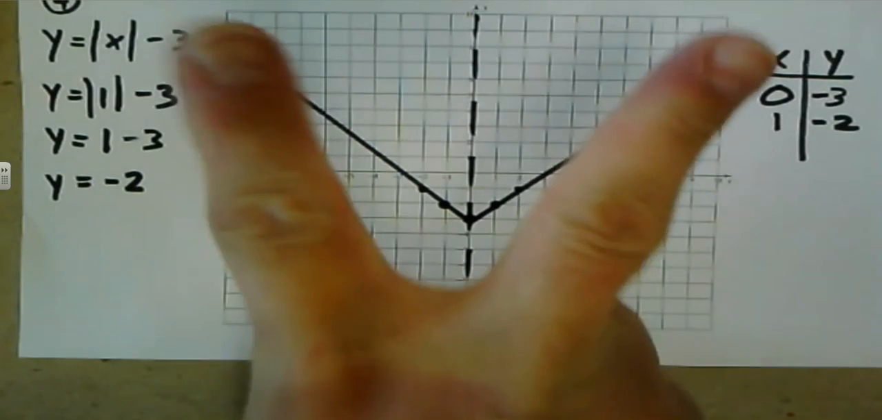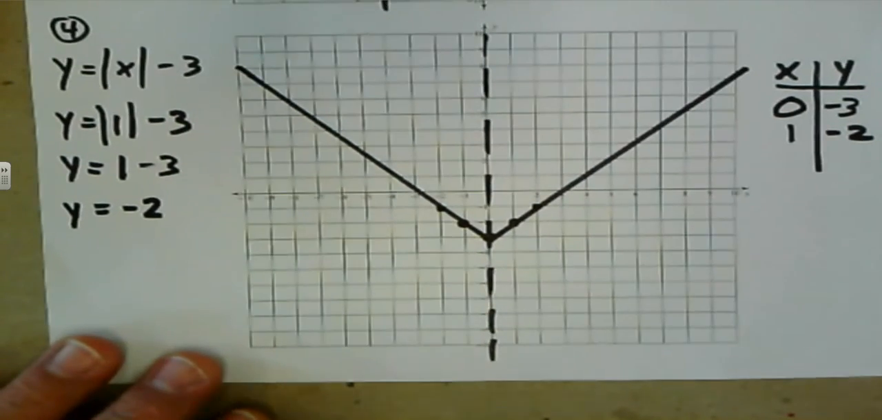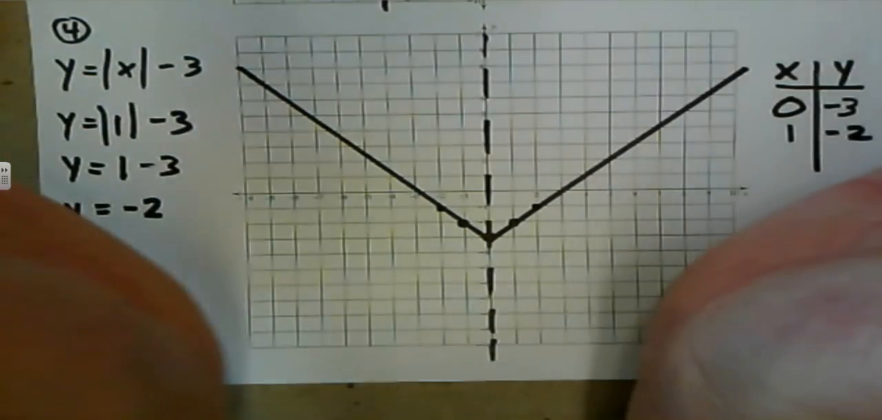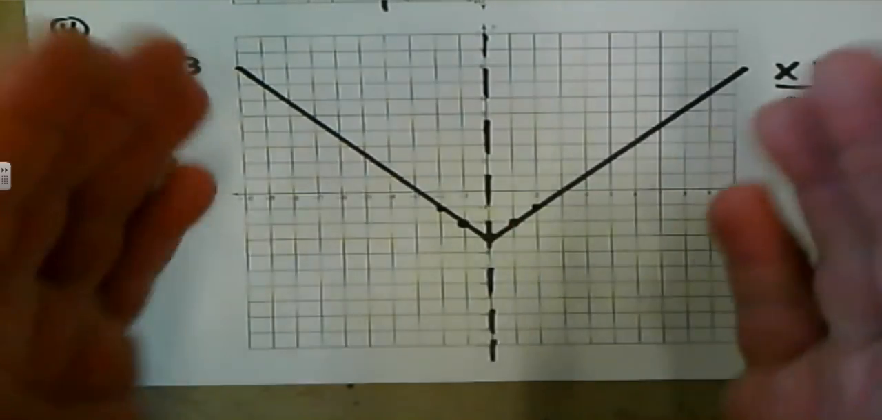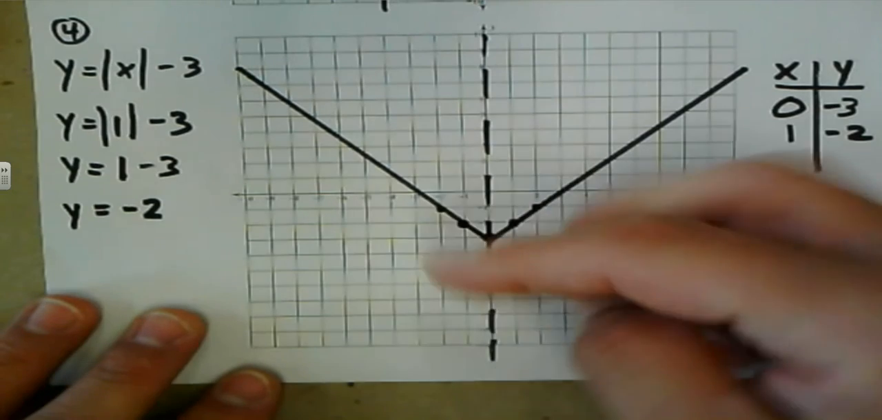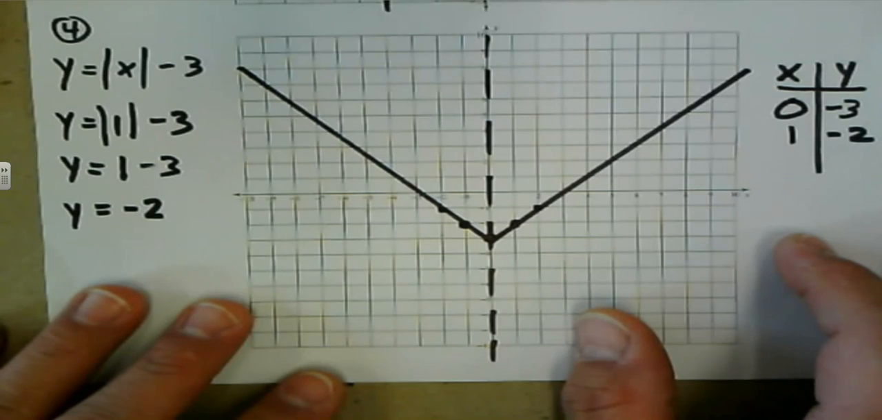So absolute value creates a V. If the number out front is like a 2, it's going to get narrower, because your values are going to get bigger. If it's a half or something, it's going to get wider. And then if it's negative, it'll face down. I believe. Should. Anyway, there you go.